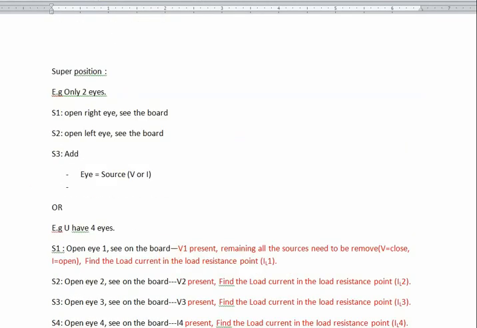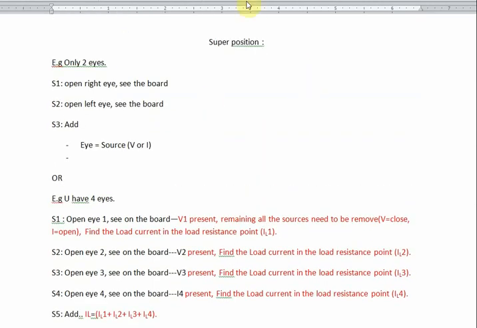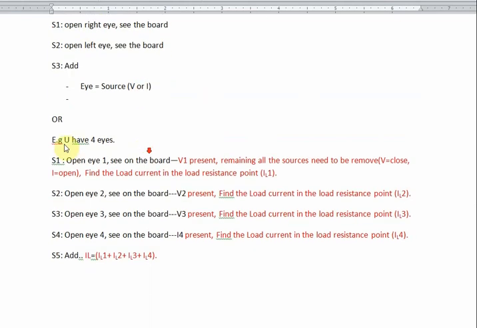So this is about the superposition theorem. For example, there may be two sources, either voltage sources or current sources, or any number of sources. If the number of sources is 4, then there are four sources.